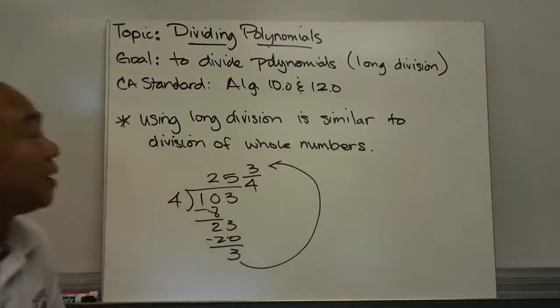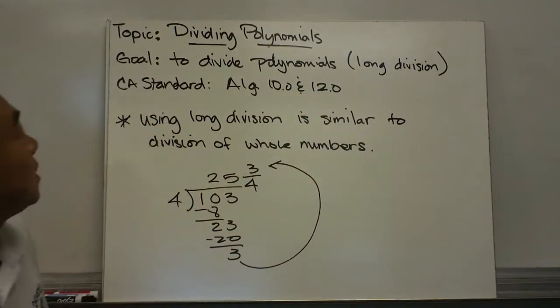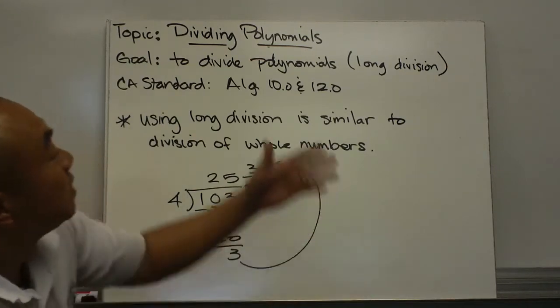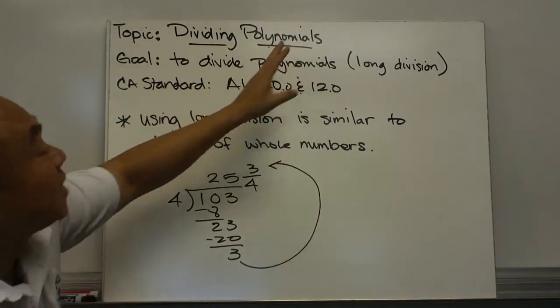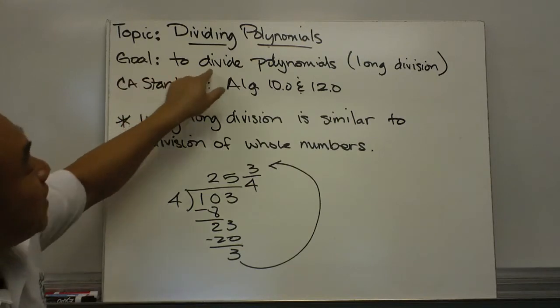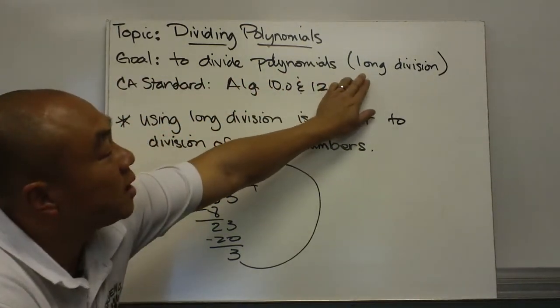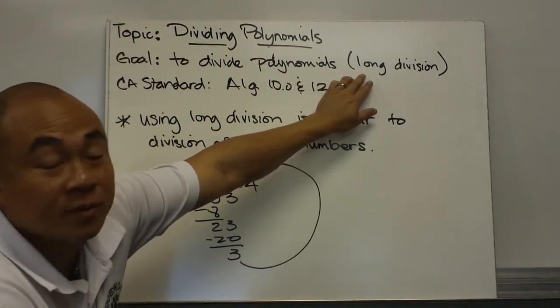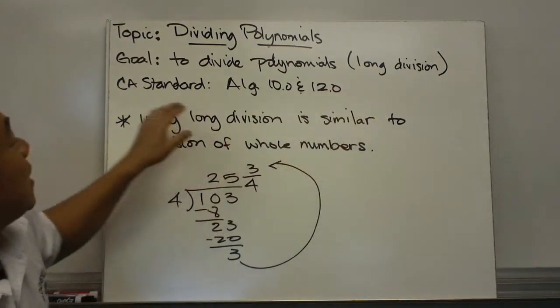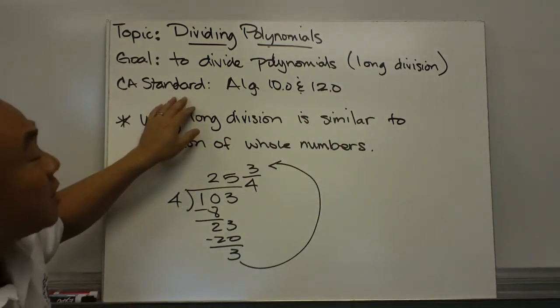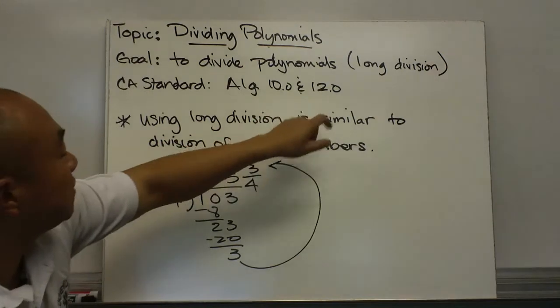Alright, hi. Mr. Ko here again, and today's topic that we're going to cover is dividing polynomials. Our goal for today is to divide polynomials, and we're going to use a strategy that you've used before, which is long division. Our California standard we're going to cover today is Algebra 10 and 12.